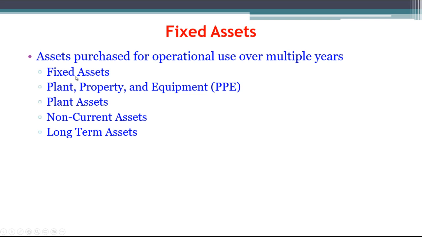Now these include things like land, buildings, fixtures, equipment, again, things that we're using in our operations, vehicles.